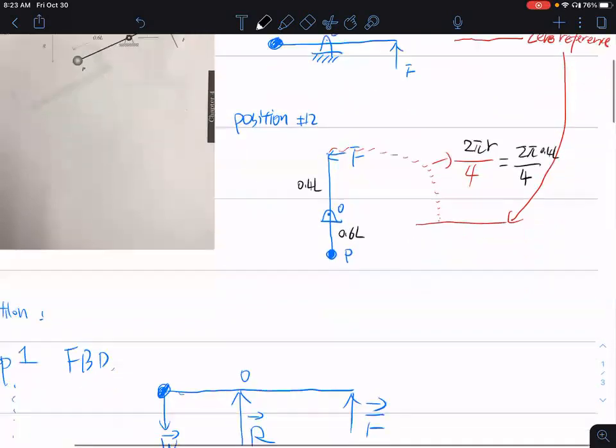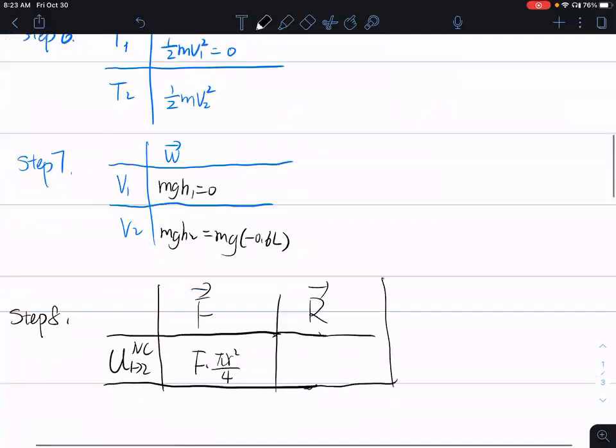So we can plug that into our table. Just F times 2 pi 0.4 L divided by 4. Okay, that's the work done by that force. That work is positive. Why is it positive? Because the force is pointing in the same direction as that distance, right? Of that motion. So it's positive.